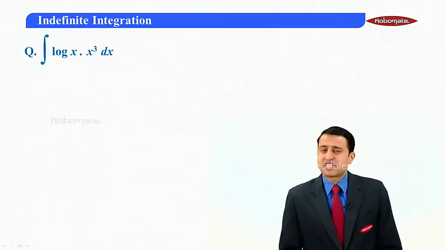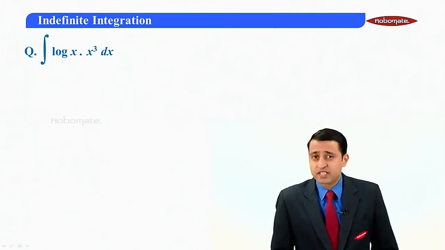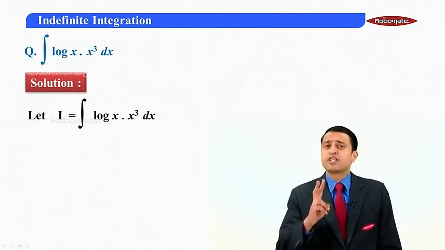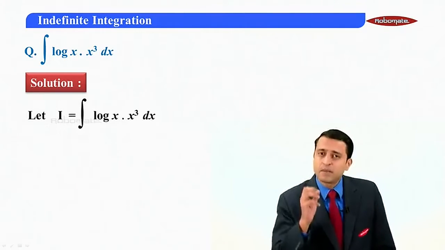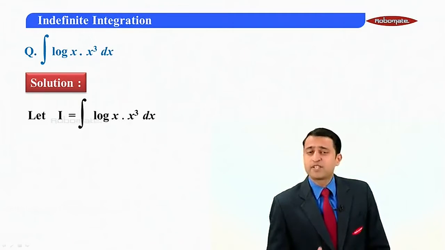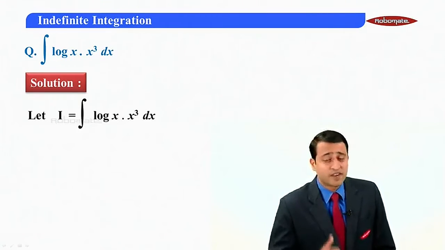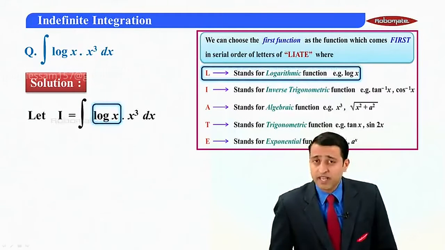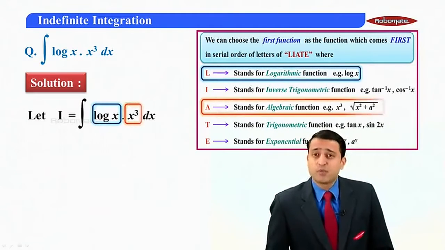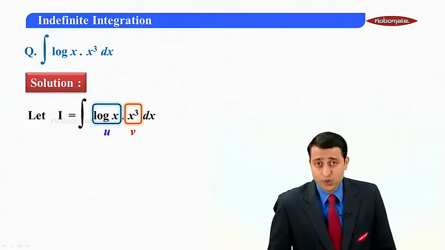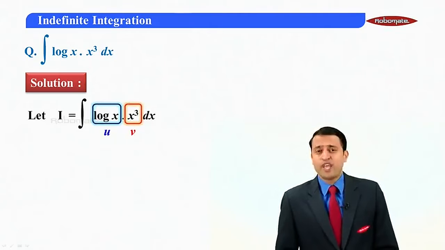Now the question says integral of log x into x cube dx. Let's write down the integral. Now my dear students, I have two distinct functions here in multiplication form. So let's apply u into v rule. But which function is u and which function is v? Let's select that. Now log x belongs to the logarithmic category of functions and x cube belongs to algebraic. So as per the rule, log x will be taken as u and x cube will be taken as v.